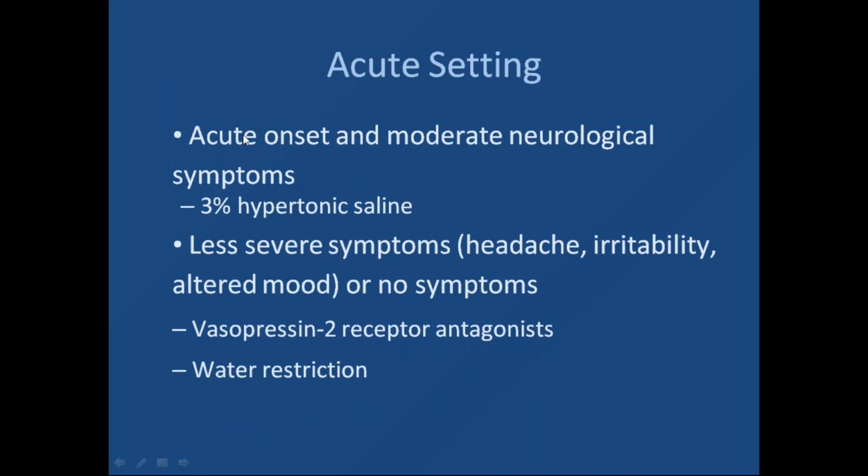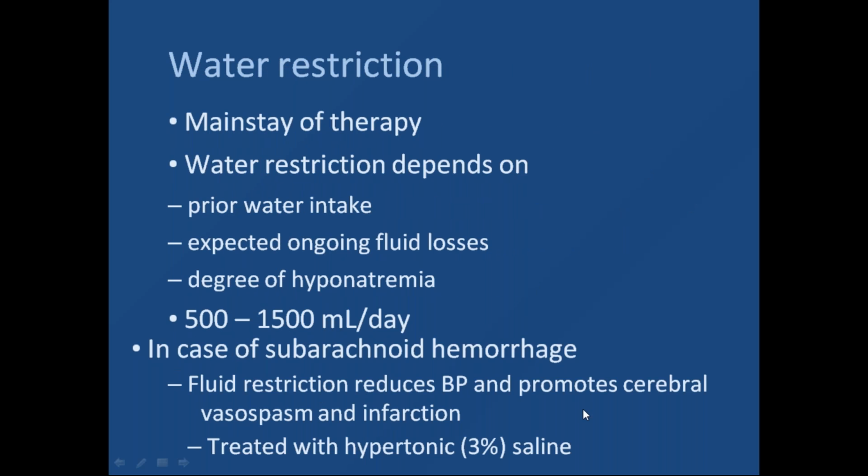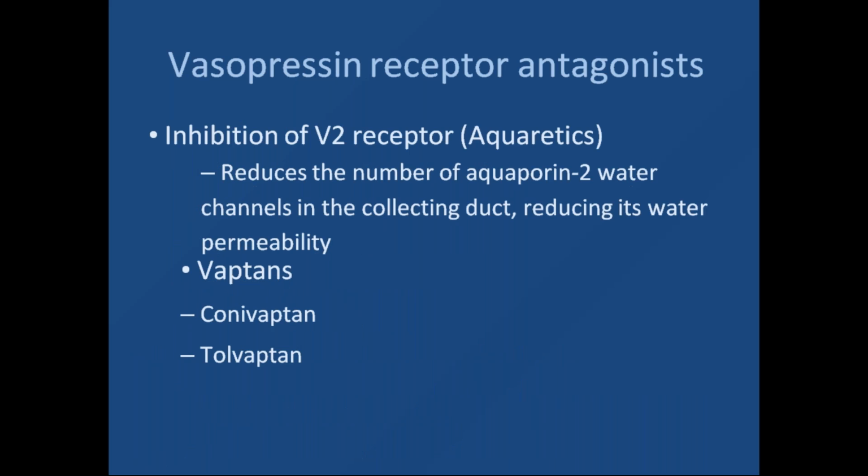Instead of treating with water restriction, we have to treat with 3% NS, because water restriction is dangerous in case of SAH. So what are these vasopressin receptor antagonists? They inhibit the V2 receptor. We have already seen, right? V2 receptors are present in the collecting duct, where the ADH hormone acts. So we block the V2 receptor, and it reduces the number of aquaporin 2 channels through which water is reabsorbed into the body. They reduce the number and reduce its water permeability, and water will be excreted.